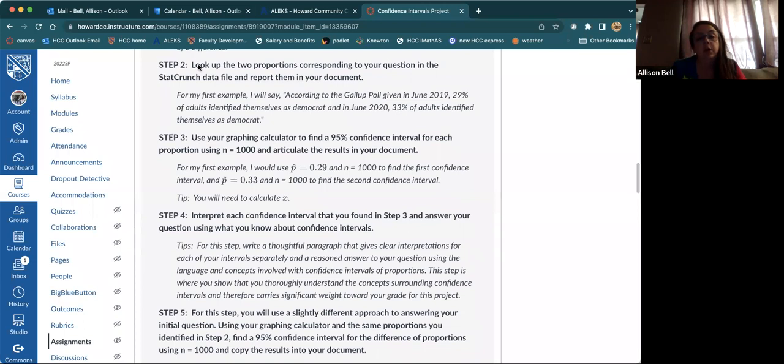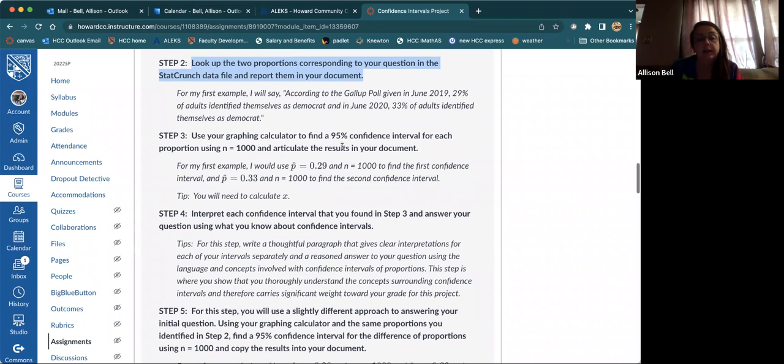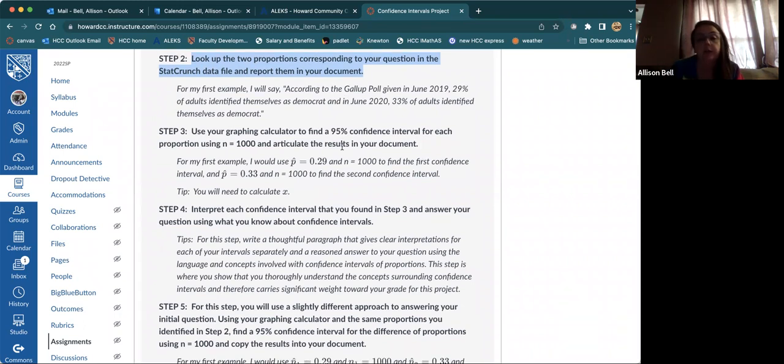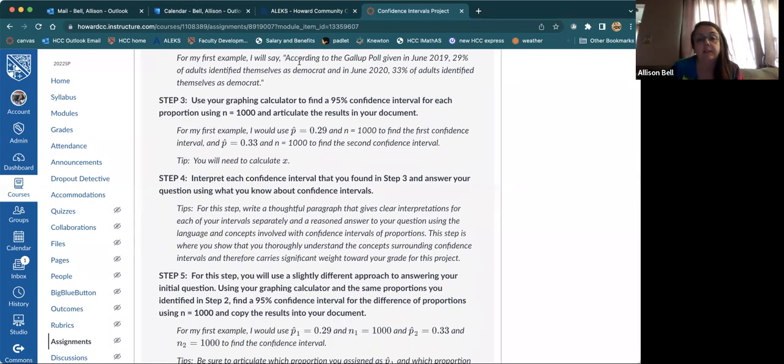Step 2, you're going to go into the StatCrunch file that's linked here in the project description, and you're going to find the 2 proportions that match the month, the year, and the political party that you chose. Okay, I can open up the file at the end and show you how to take a look at it. Just write a sentence here. You can use this as a kind of a layout for it. So you can kind of fill in the blanks. You want to replace the month and year and percentage, possibly the political party, and then the month and year and percentage again. Okay, and political party. You just want to make sure that this matches what you asked in your question above.